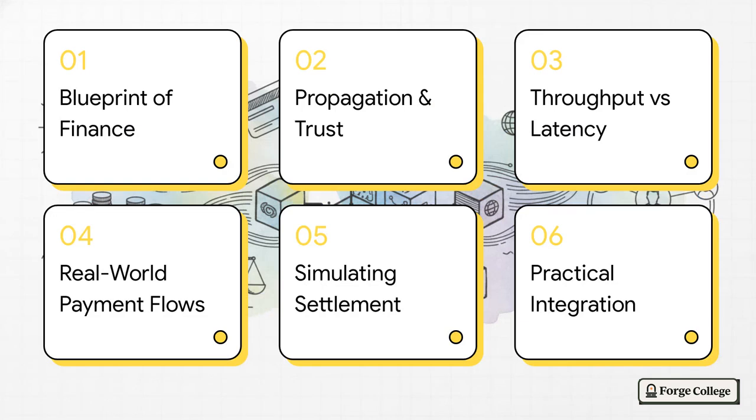So here's our architectural blueprint for this explainer. 1. The blueprint of blockchain finance. 2. Propagation, settlement, and trust. 3. Throughput versus latency trade-offs. 4. Real-world payment flows. 5. Simulating settlement delay. And 6. Practical integration steps. We're going to build a clear bridge from abstract theory right down to everyday financial realities.